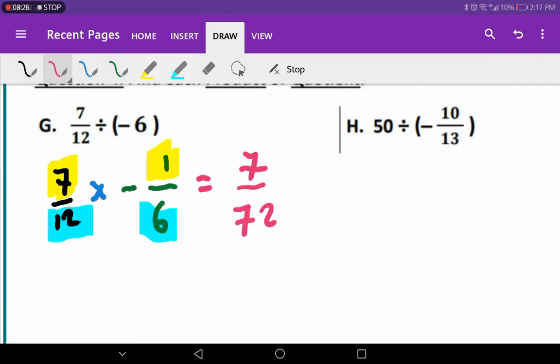But the teacher said if one factor has a negative sign, that means the answer must be negative. Again here, I have a divide directly, I make it multiply. And the first part, which is called the dividend, by the way, I keep it. I don't do anything with it. And you know the 50, it is over 1. Yes, I know that from before. And this will find the reciprocal, so it will be 13 over 10.